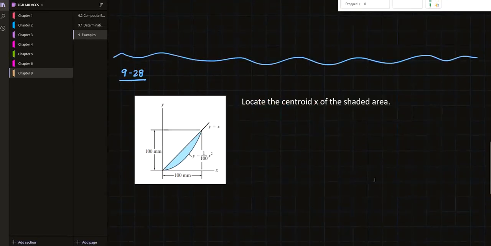Okay, next I want to solve this problem, and the first thing I'm going to do is I like to always calculate the area. Let me write down what this is though. X bar is going to be the integral of our x tilde dA over the integral of dA. So let's figure out what the area is. It's the integral of dA first.